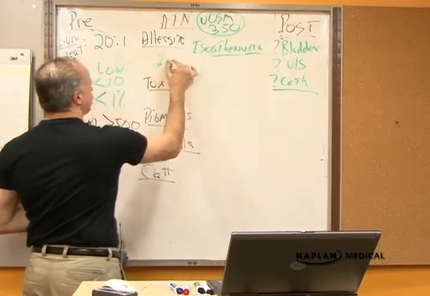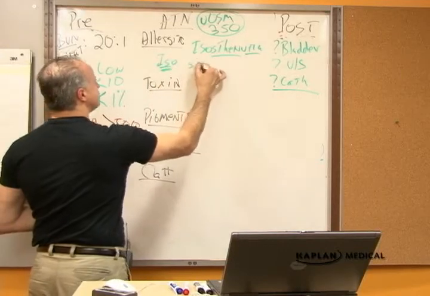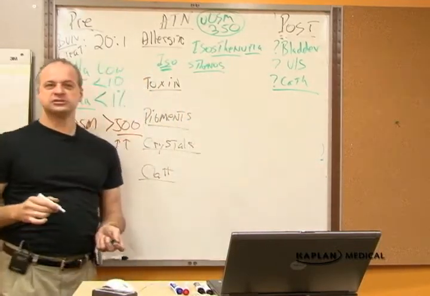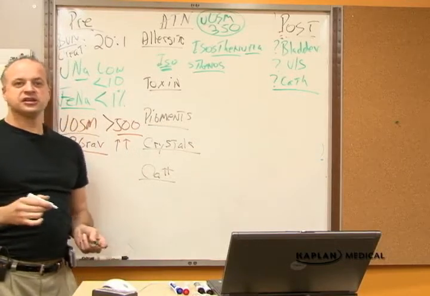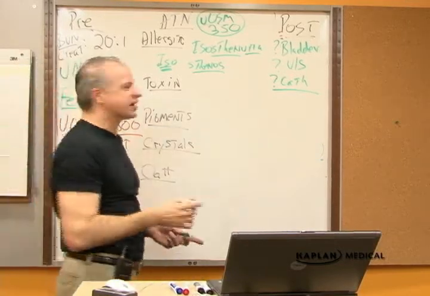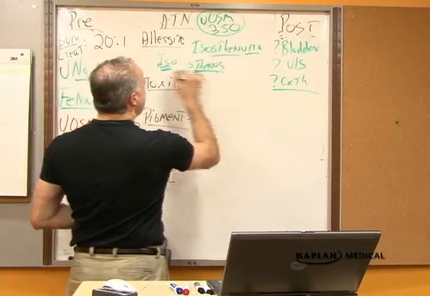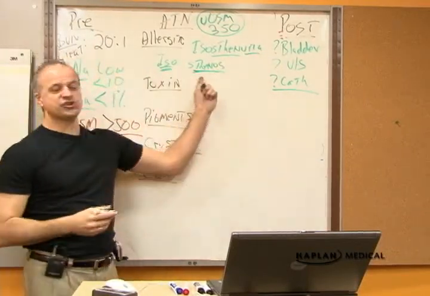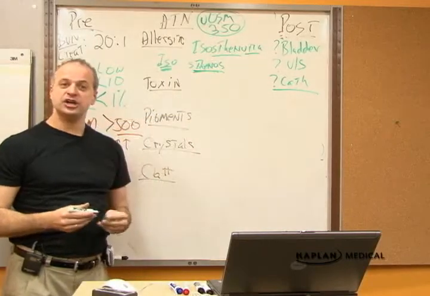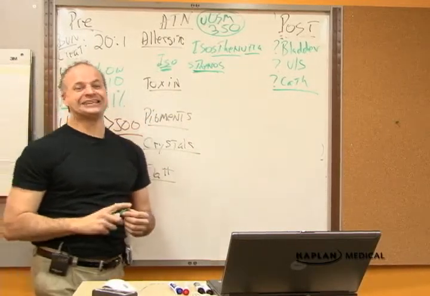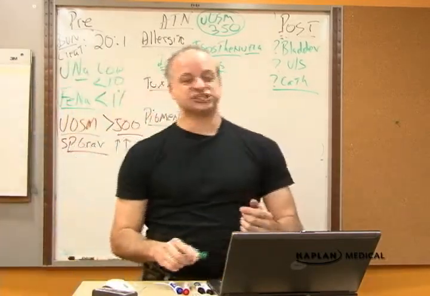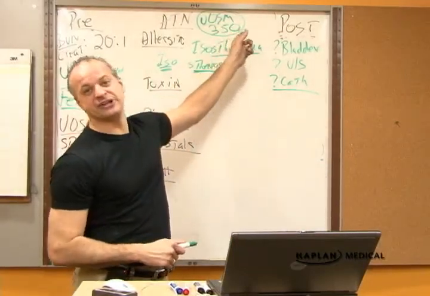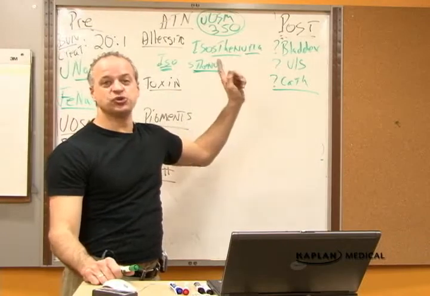Isosthenuria. Iso, the same. Stenos is the Greek word for strength. Urine. Isostenuria. It means it's the same strength as the blood. You can't concentrate and you can't dilute. That's why the urine osmolality will be like serum osmolality. Isosthenuria.